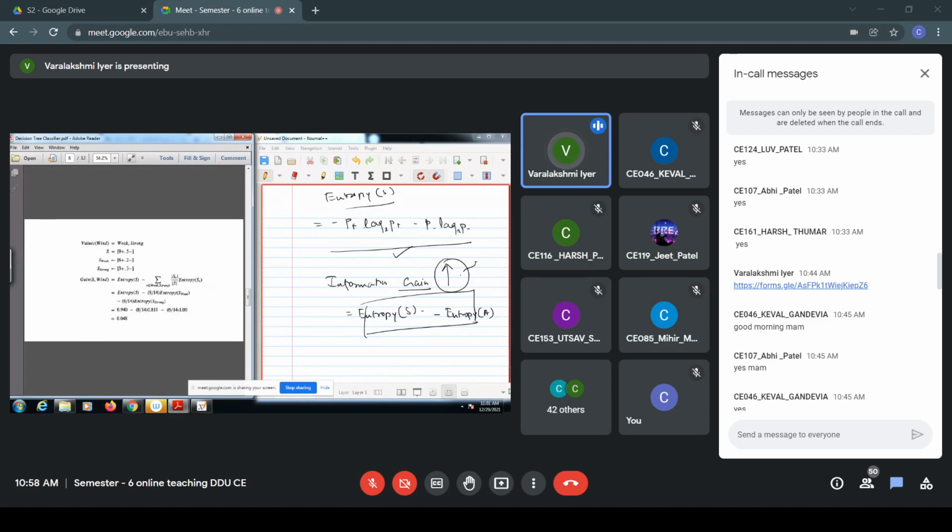Suppose, for example, we are performing the split based on windy. We have two values of windy, weak and strong. So we'll calculate the entropy of windy as an attribute. This is the formula that is present here. The entropy of S_v, meaning S with value weak and S with value strong, for both we will calculate the entropy and multiply by the weight.